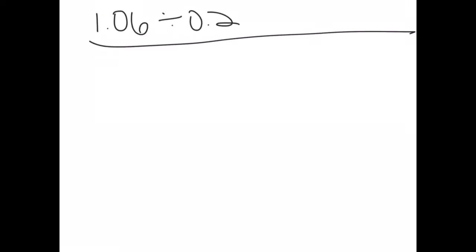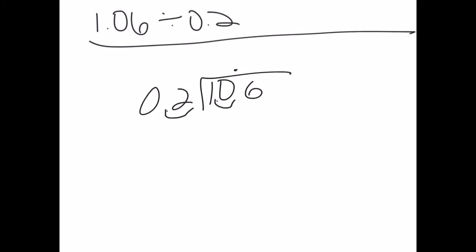To do this problem, first you have to set it up. So 106 goes inside the house, and then you divide it by 0.2. You have to bring this decimal over, and then bring this one over once, because you did the other one once, and carry that up.